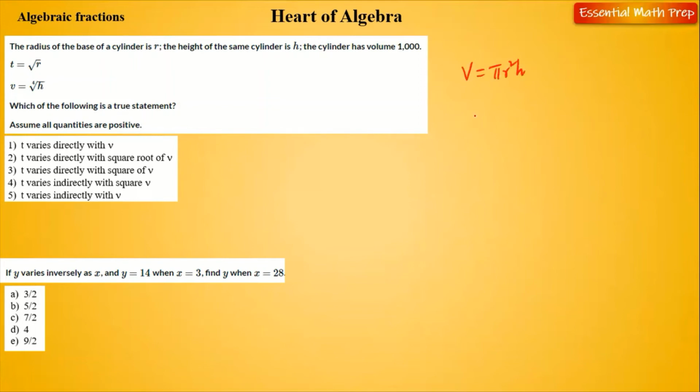We know radius is, well, we have to get everything in terms of T. That's the key here, so you do not have to shuffle too much. So we know T equals square root of R, so R would be T squared, right? R squared would be T power 4. So we can substitute.